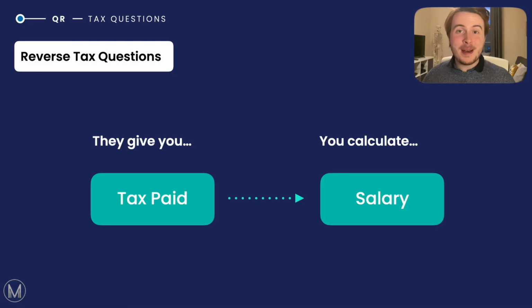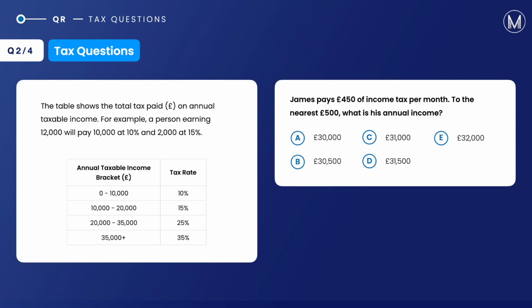So if you thought that was bad enough, let's make it even harder and reverse it. So a reverse tax question gives you a tax and all the tax bracket table that we saw, and then it asks you to work out how much that person actually earns as a salary. A lot more complicated and a lot more difficult. So here's another question for you to have a go of. So if you would like to try a reverse tax question, pause the video now and give it a go.